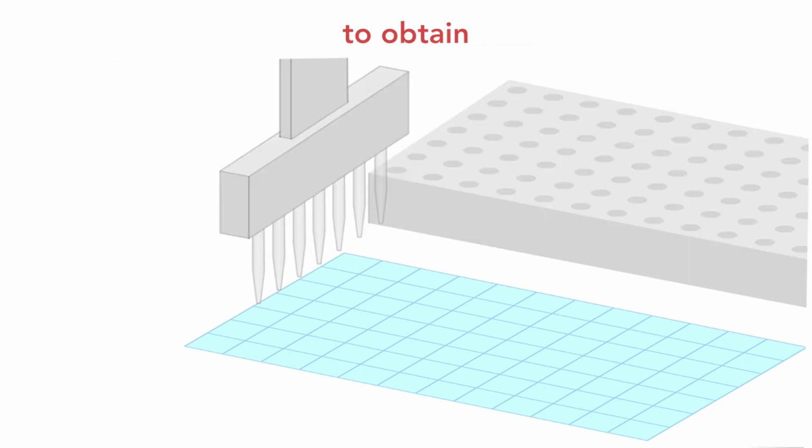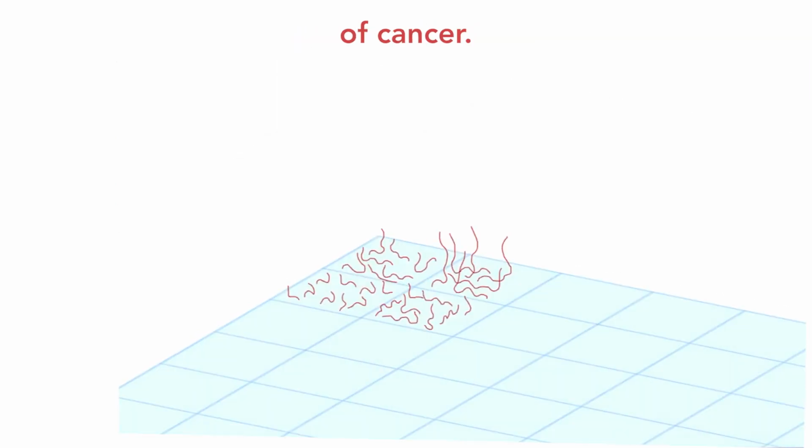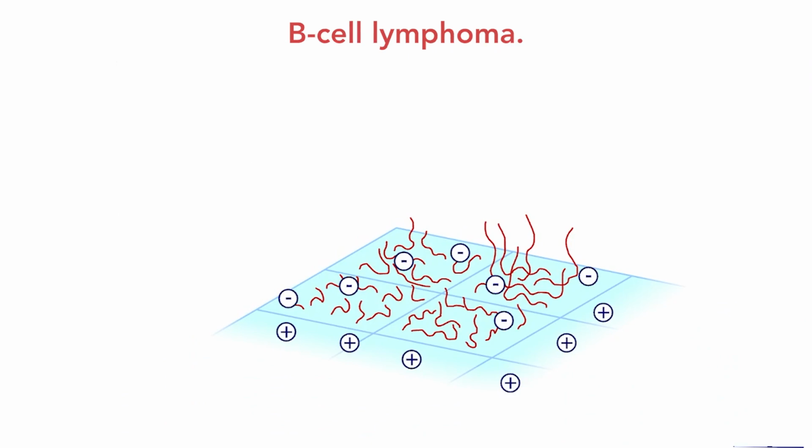Brown used arrays to obtain gene expression profiles of cancer. Diffuse large B-cell lymphoma, DLBCL, is a common lymphoma, cancer of the lymph nodes. He found subtypes of DLBCL that correlated with survival rates. Brown made a chip with genes expressed by the lymph nodes and those important in cancer biology.